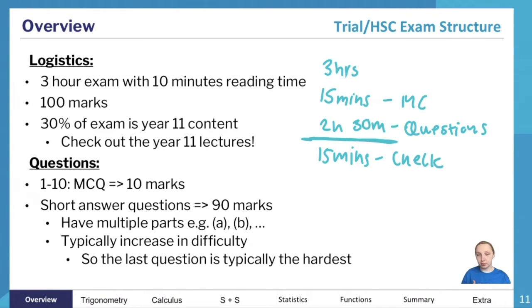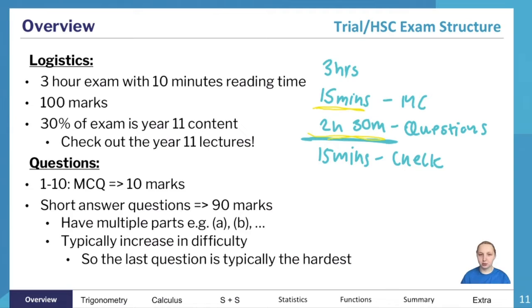You will find probably that it doesn't take you the total 15 minutes to do the multiple choice. It might not take you the total 2.5 hours to do the questions. So if you work through it quicker, you just have more time to sort of check your stuff at the end. So in terms of the questions themselves, questions 1 to 10 are multiple choice questions, 1 mark each, 10 marks in total.